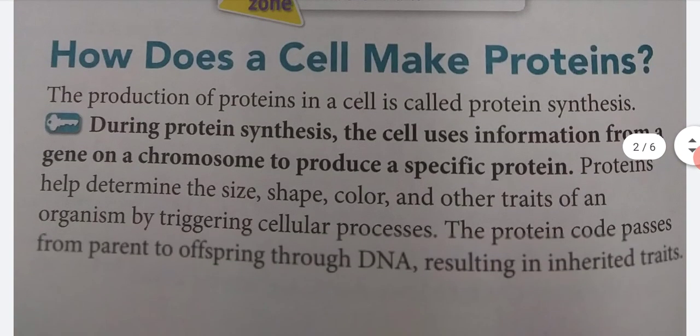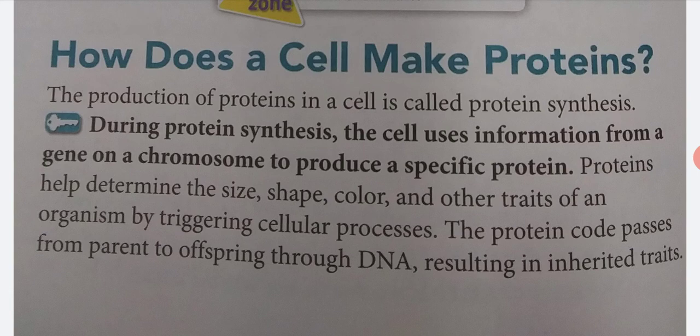How does a cell make proteins? The production of a protein in a cell is called protein synthesis. During protein synthesis, the cell uses information from a gene on a chromosome to produce a specific protein.